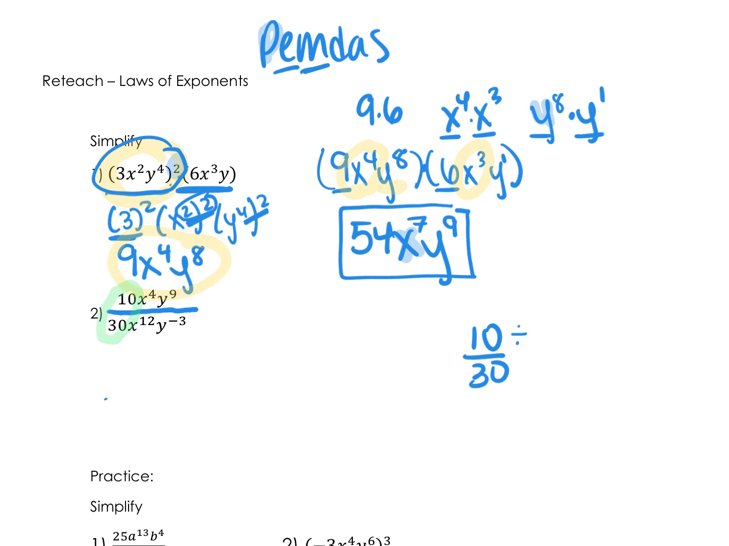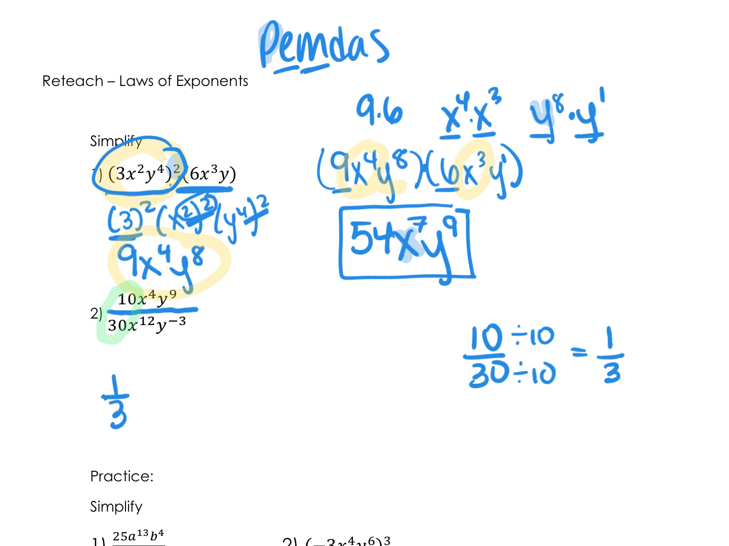So we're going to divide the top and bottom by that common factor. When we do 10 divided by 10, we get 1. When we do 30 divided by 10, we get 3. So that means that 10 over 30 simplifies to 1/3. So our coefficient here is going to be 1/3 in the front.